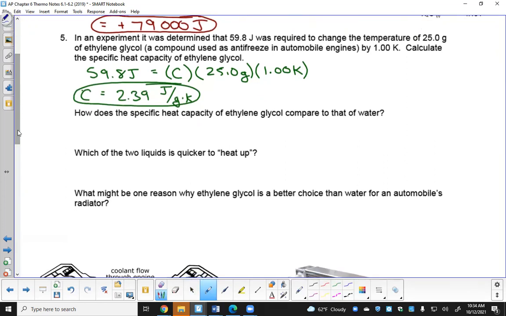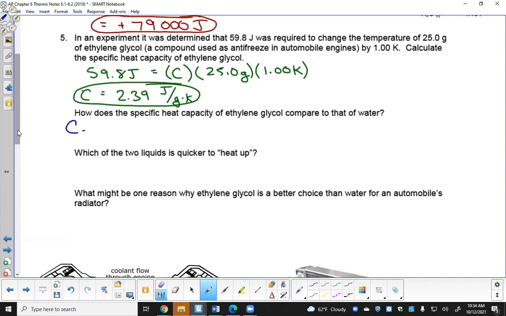So compared to some other things on that list from the previous page, it's a little bit on the higher side. I mean, it can absorb quite a bit of energy to raise the temperature of 1 gram by 1 Kelvin, but it's much less than water. And we're supposed to compare it to water here for the next part.